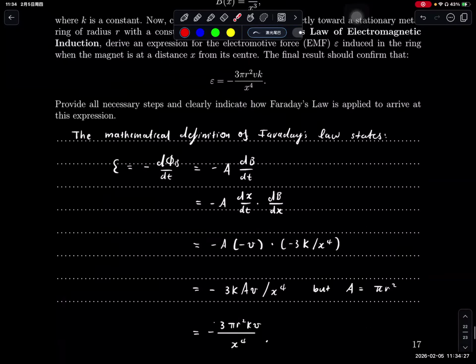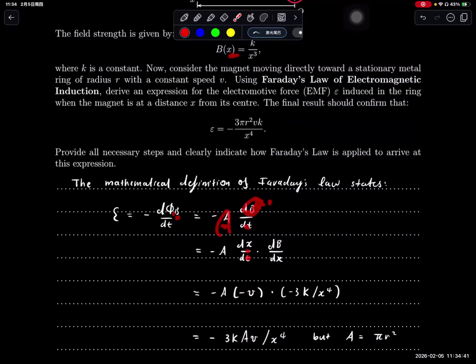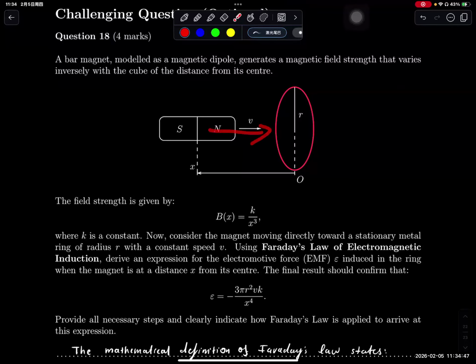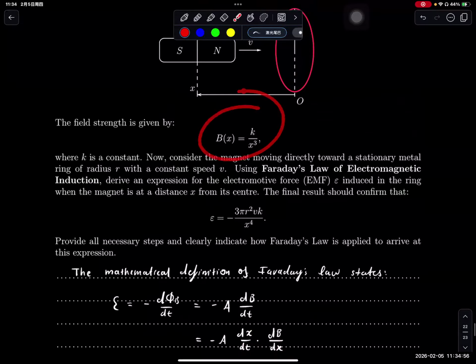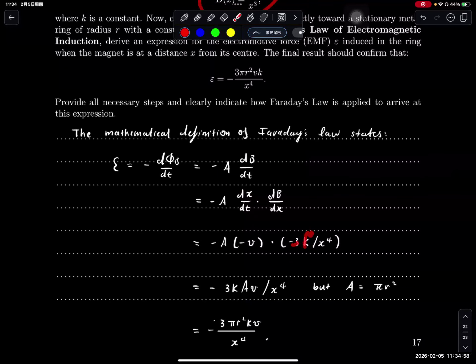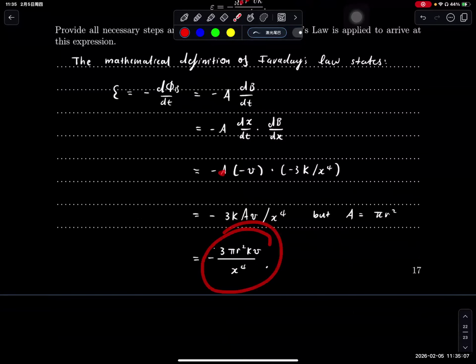So the idea is to use the definition of Faraday's law, rate of change of flux, with area as constant, to differentiate B with respect to time. But B is a function of x, and x is a function of time, so you need to apply the chain rule: dx/dt times dB/dx. dx/dt is negative v as we are moving towards the coil, and by the definition of the x-axis, x is decreasing, so it's negative v. And dB/dx, you need to differentiate this whole thing, so it's just -3k divided by x to the power 4. And then for A, if you substitute pi r squared for the circular coil, you'll get the final answer as this.